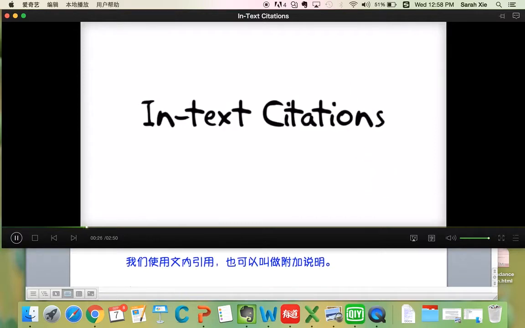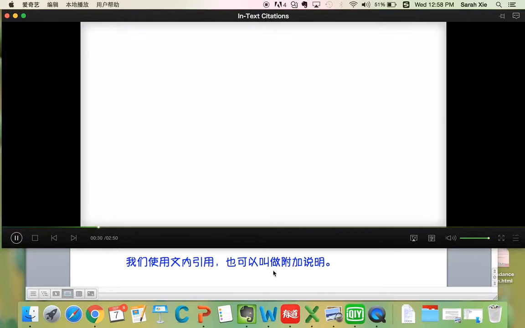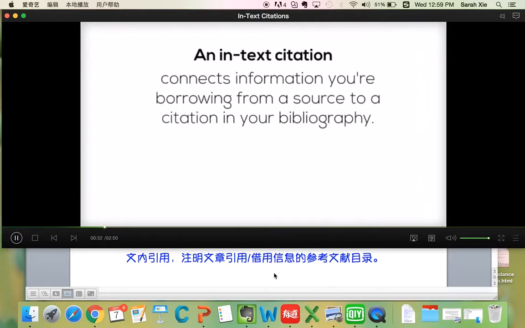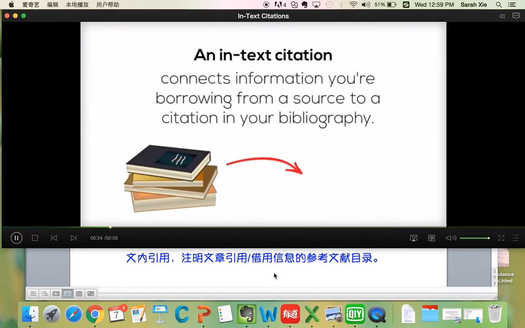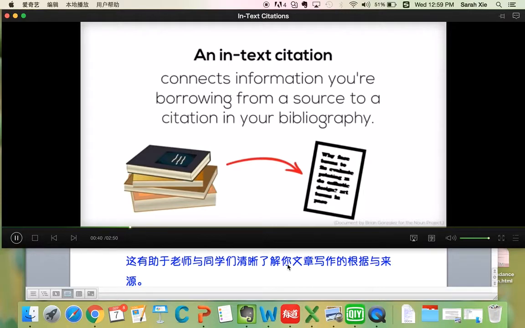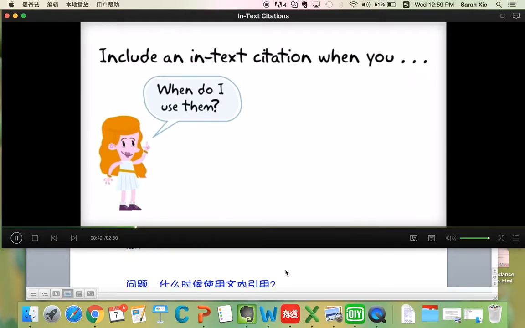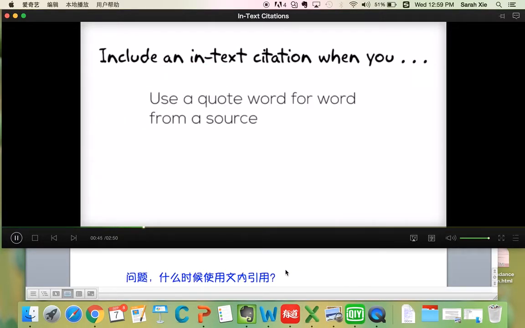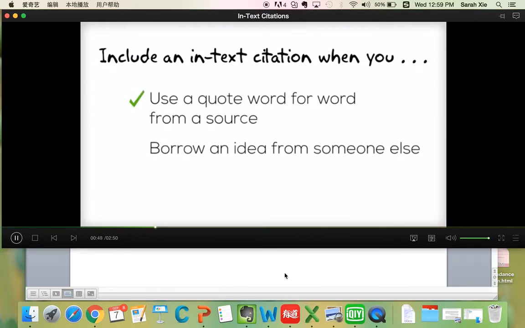You use in-text citations, which can also be called parenthetical citations. An in-text citation connects information you're borrowing from a source to a citation in your bibliography, which helps teachers and classmates understand where the information originally came from. Include an in-text citation in your paper when you use a quote word for word from a source, or when you borrow an idea or phrase from someone else.